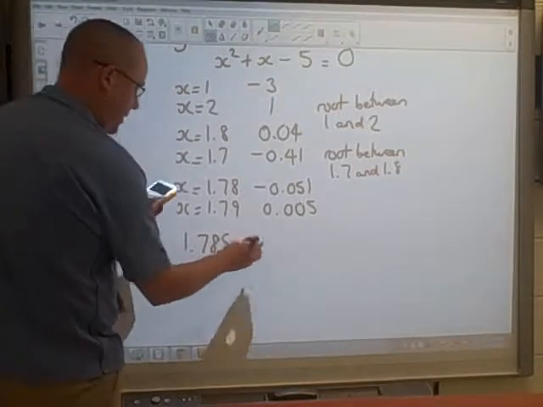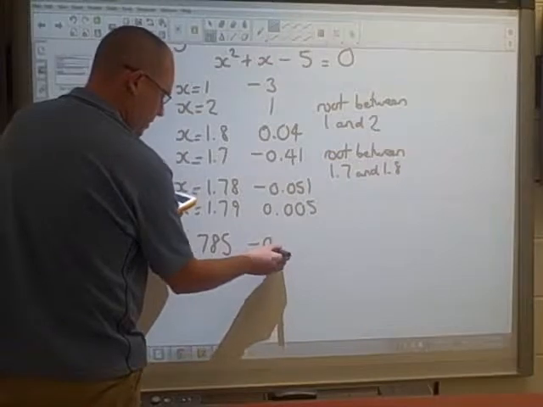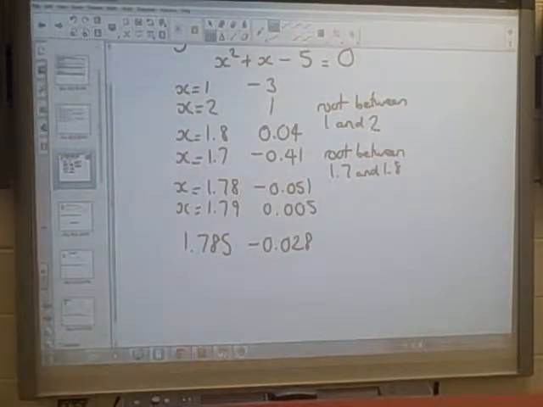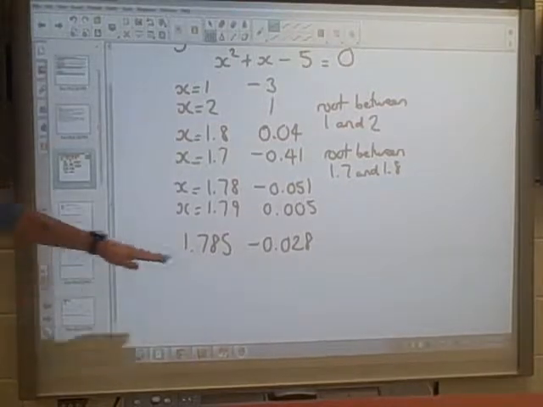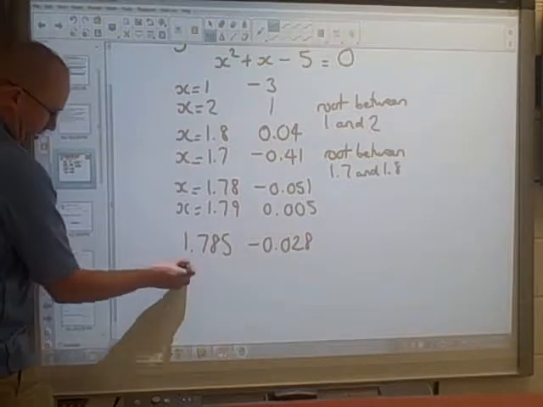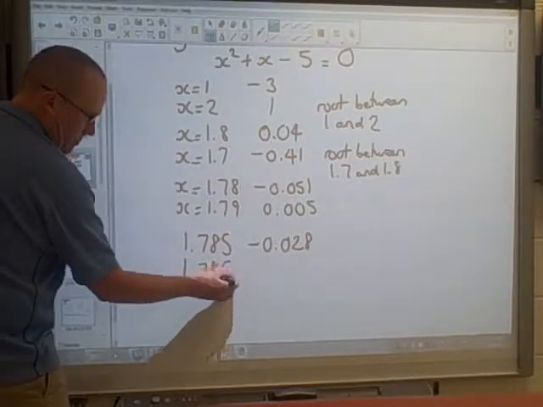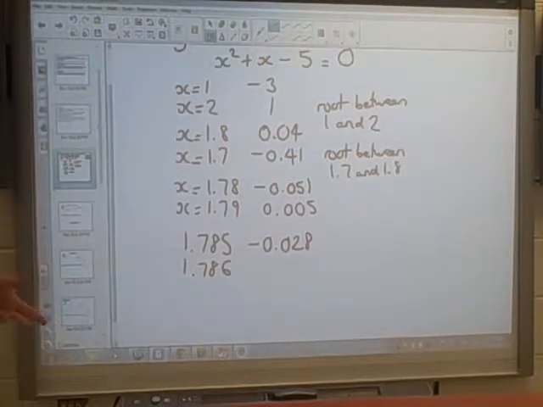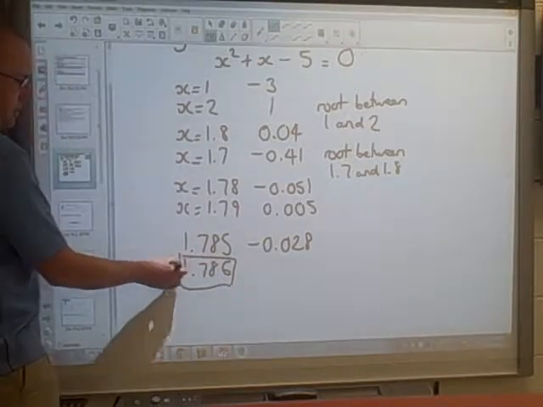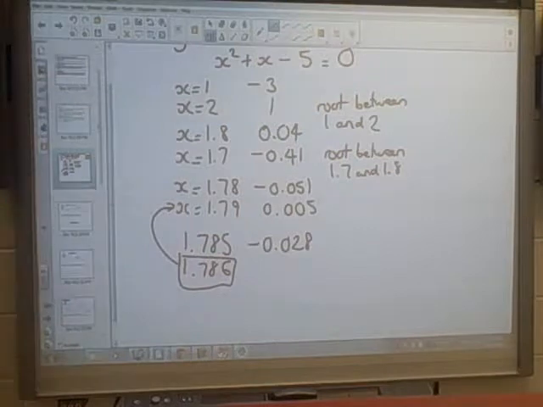Now if we plug in 1.785, you get negative 0.028. Now if we were continuing this to 3 decimal places, as this answer was too small, because it's between 1.785 and 1.79, I would now guess something like perhaps 1.786, 1.787, something like that. But the key part about that is, once you have that number, it's going to round up to this number.